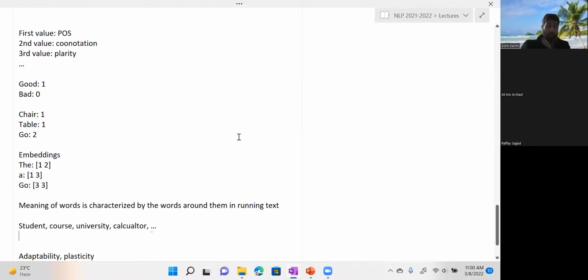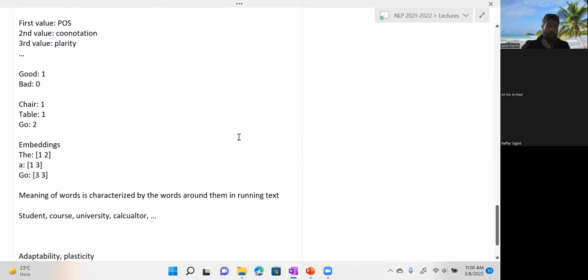Okay? So what we would like to do is exploit this information to get richer representations automatically. Okay? And this idea of a word's meaning being defined by the words around it is generally called the distributional semantics hypothesis. Distributional in the probabilistic sense. So if one word, for example, the word student, is very likely to occur or frequently occurs with course, then these two words are likely to be related. Okay?